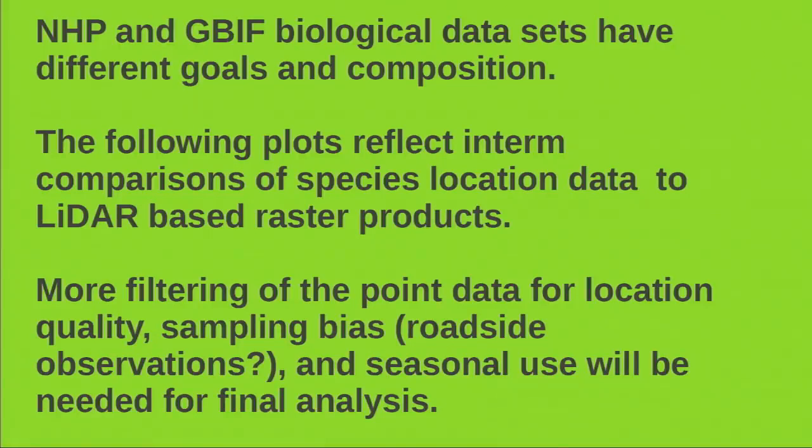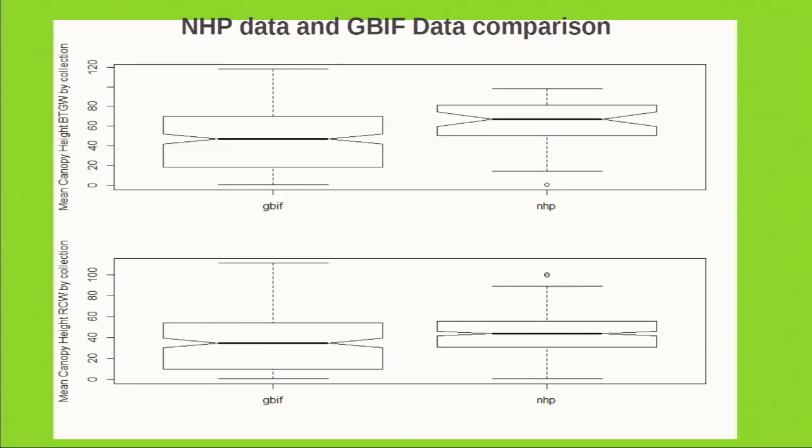And the Natural Heritage Program, they're different. The Natural Heritage Program is looking at nesting locations. GBIF is wherever people see it, whatever time of the year. And you can see that in the data. Black-throated green warbler, GBIF has it as a fairly low canopy height, but Natural Heritage has a much higher canopy height. And the same with the red-cockaded woodpecker. You see the definite differences in the data.